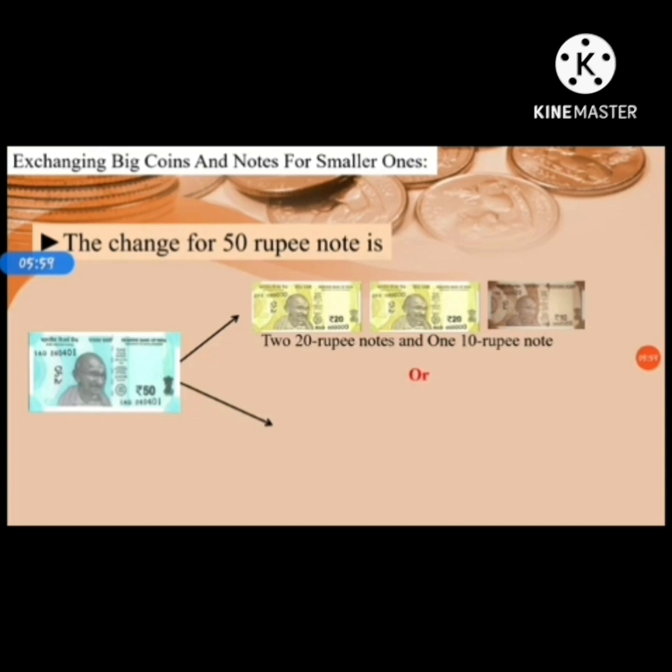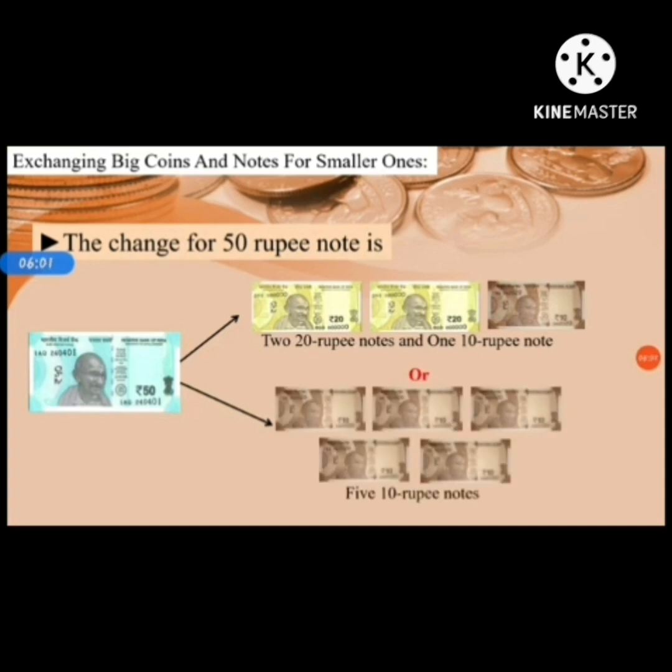Or we can take five 10 rupee notes. If we take 5 notes of 10 rupees, then our change is 50 rupees. When we add 10 plus 10, all five 10s, we will get 50 rupees. So, clear?